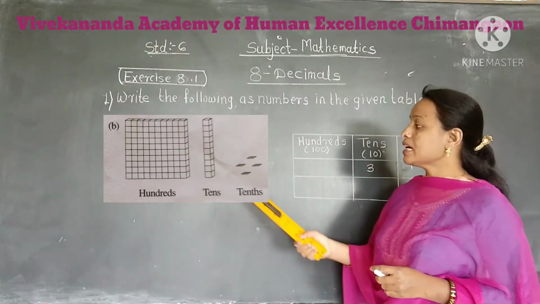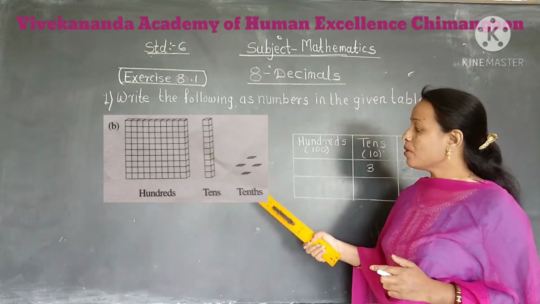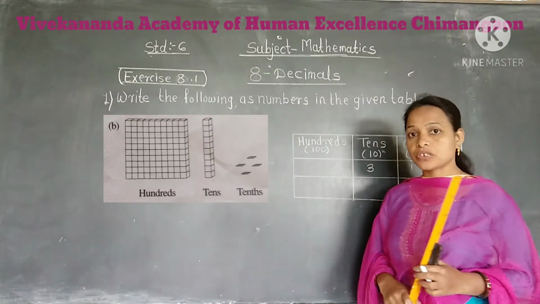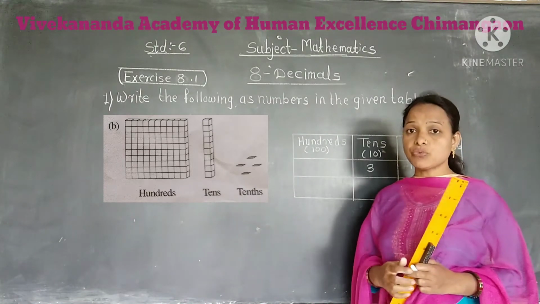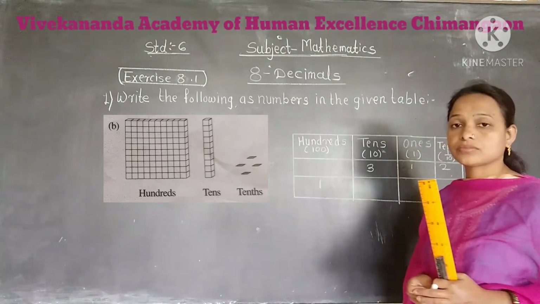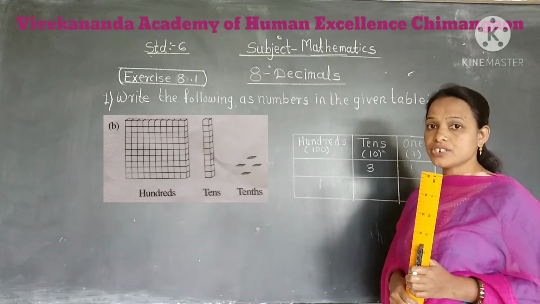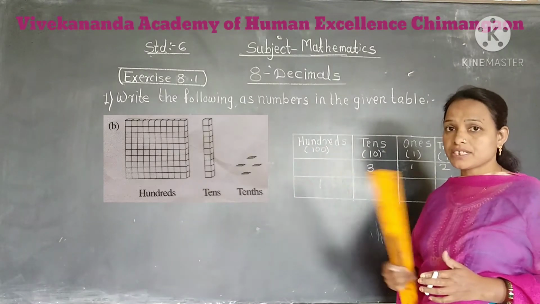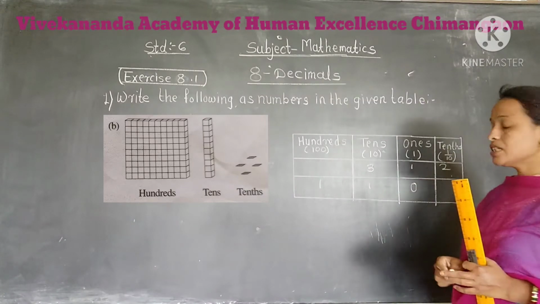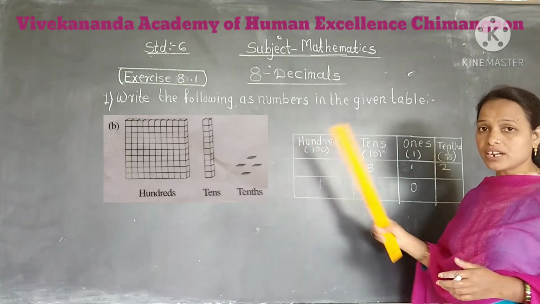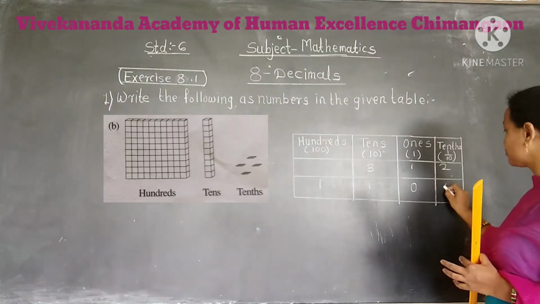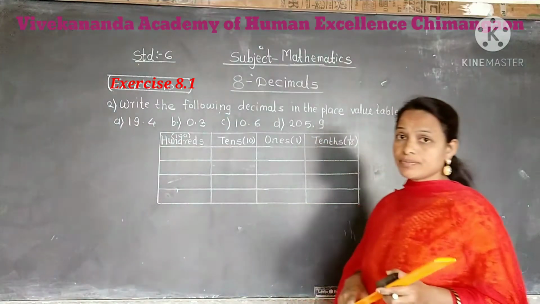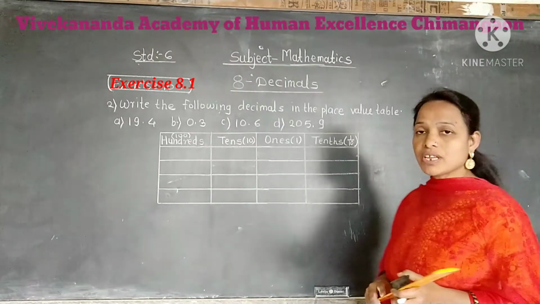In the next example, there is 1 block of 100, 1 block of 10, and 4 blocks of tenths. So we write digit 1 in the hundreds column. The block of tens is also 1, so we write digit 1 in the tens column. Here the ones block is not present, so we write 0 in the ones column, and 4 tenths blocks are there, so we write digit 4 in the tenths column. So here we get the number 110.4.